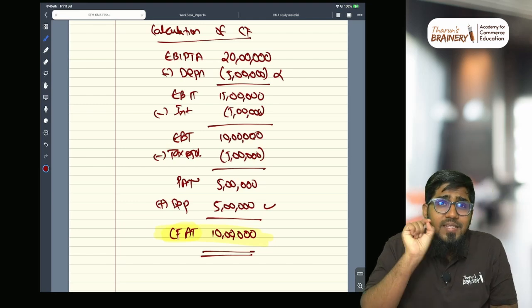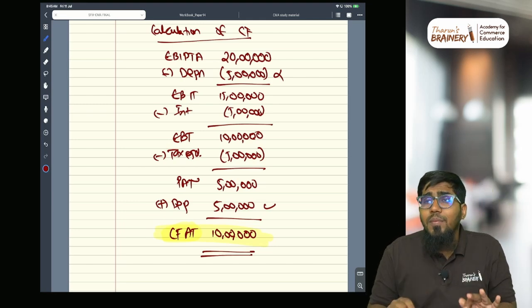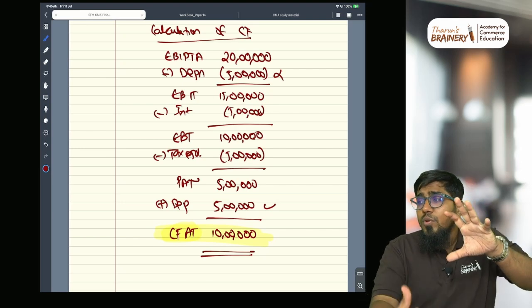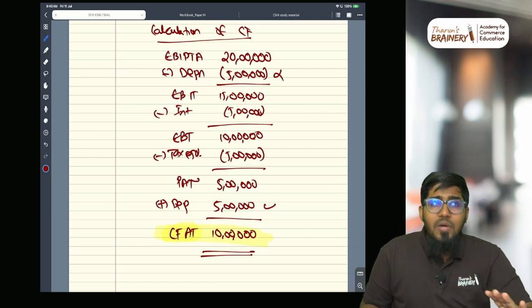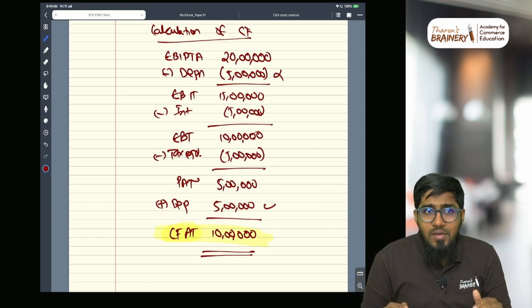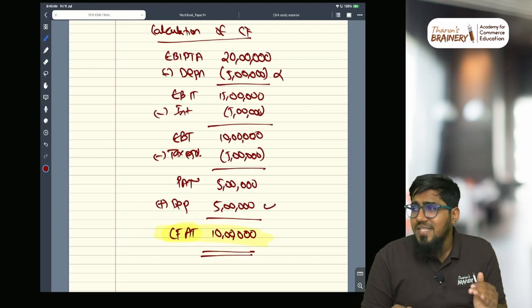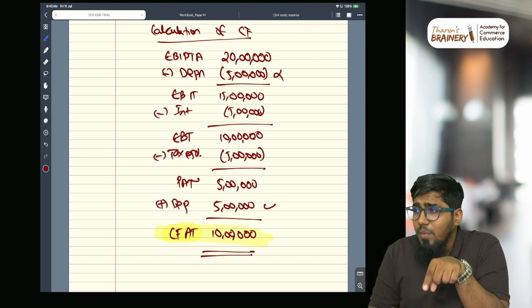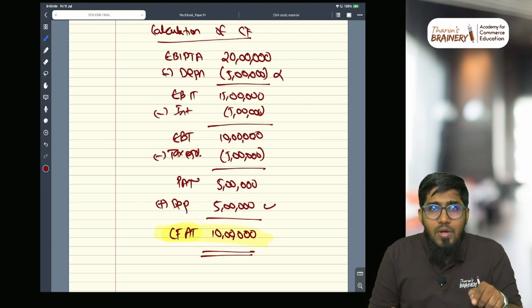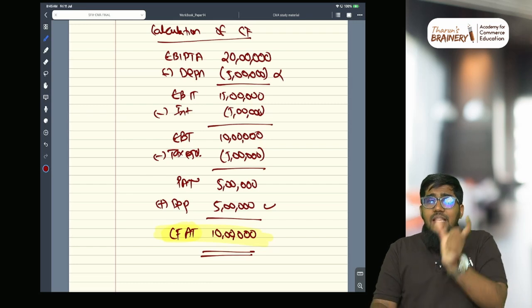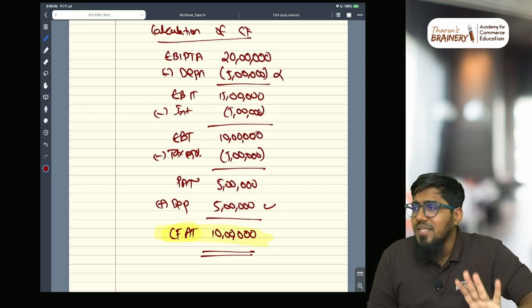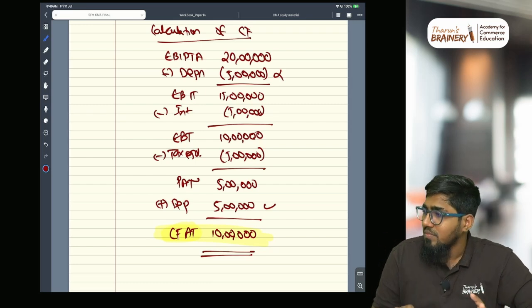Because it is an acceptable deduction in income tax, depreciation will give you some tax benefit. Because of depreciation, your profit is reducing, and because your profit is reducing, your tax is reduced. Had the depreciation not been there, your tax would be more. Because of depreciation, you are having that savings in taxes. That savings in taxes is what is called the tax shield on depreciation.